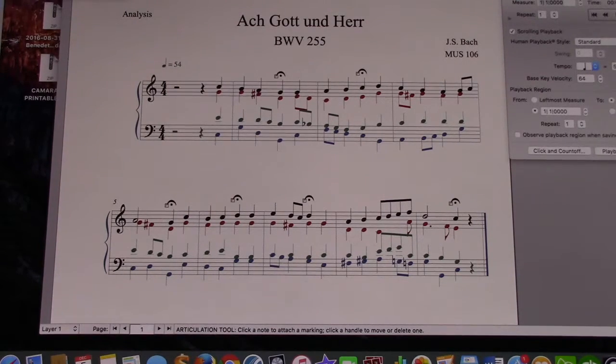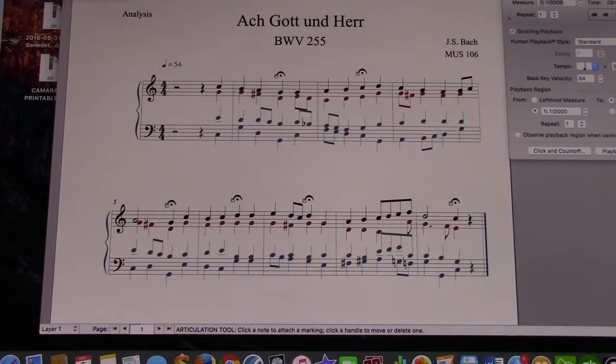Ach Gott, Gott und Herr literally translates my Lord and God. That would be the translation of it in English. Not transliterally, because Gott does mean God, but when used in English, it's my Lord and God.